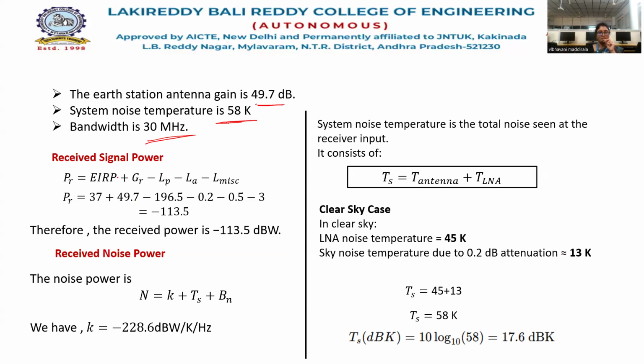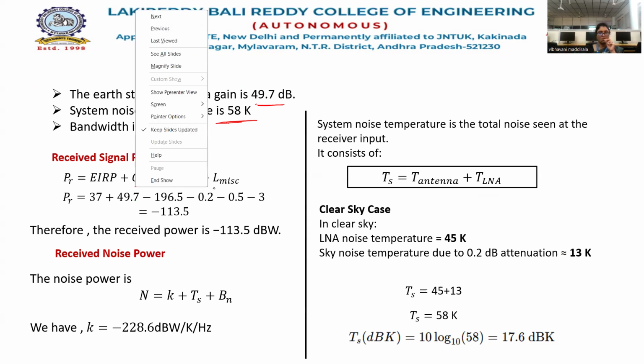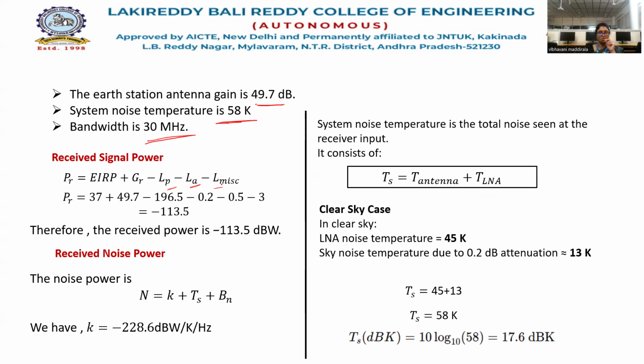Here we are calculating the received signal power. PR is equal to EIRP plus GR, that is the gain of the receiving antenna, minus the path loss and atmospheric loss minus miscellaneous losses. By substituting all these parameters, we get the received power, that is minus 113.5 dBW. Now the noise power.